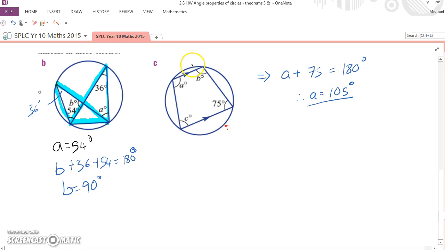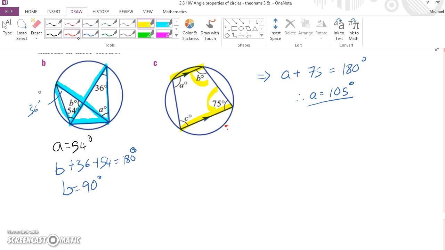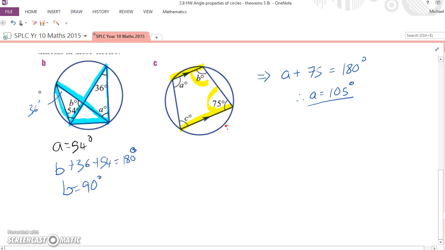Now, we've got a pair of parallel lines there. You can see they've been highlighted there and there. What does that mean? That means that B and 75 are co-interior angles. What do we know about co-interior angles? Correct, they are supplementary. So B plus 75 equals 180. That's going to tell me that B equals 105 degrees.